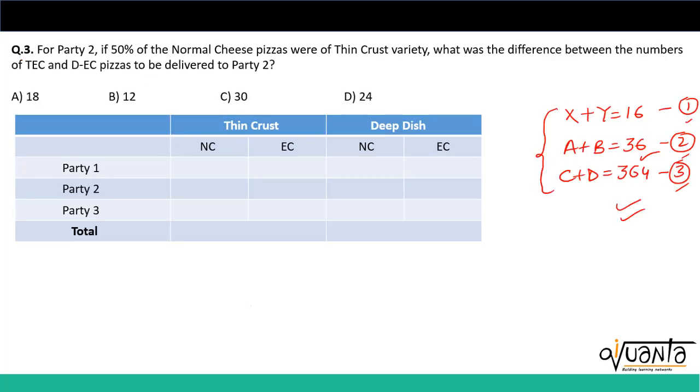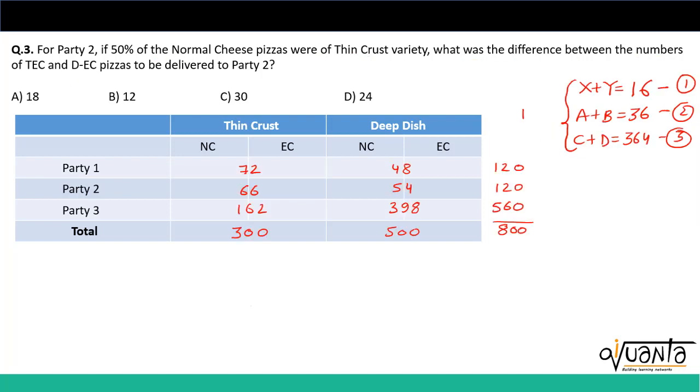Now let's move to the next question. For party 2, if 50% of normal cheese pizzas were of thin crust variety, what was the difference between the numbers of thin extra cheese and deep dish extra cheese pizzas to be delivered to party 2? Now from the previous sets, we have the number of normal cheese pizzas in party 1, party 2 and party 3. We have this data here. The question says, for party 2, 50% of normal cheese pizzas were of thin crust variety. So party 2 has 36 normal cheese pizzas and 50% of this gives us 18. So in party 2, normal cheese in thin crust will be 18, so extra cheese will be 48.